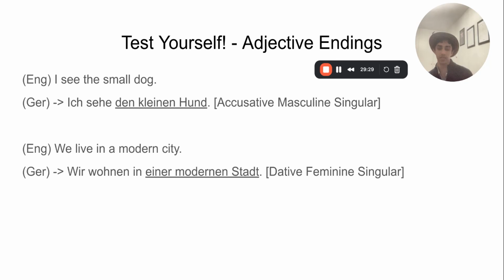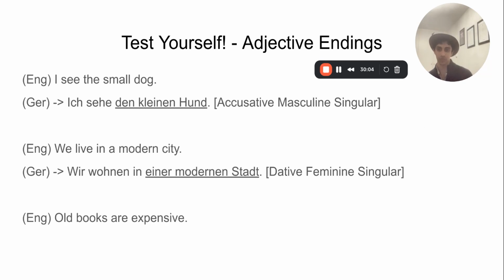We have the word ein, and Stadt for city is a feminine noun. So ein goes in its dative feminine singular form, which is einer, and the adjective then, modern, simply takes its weak ending, and the corresponding weak ending is en here. So it's going to be einer modernen Stadt. So that's as per the third table that we looked at, where we had the word for a, then an adjective, and then a noun. That's the pattern we're following here.